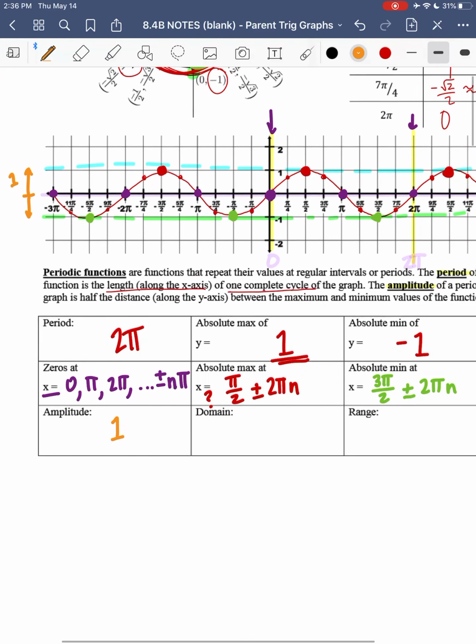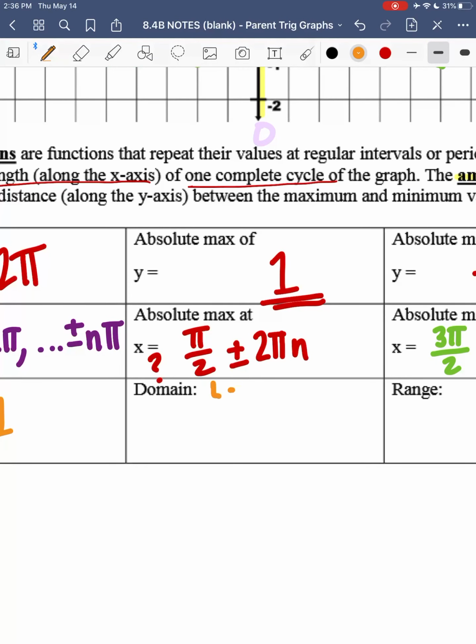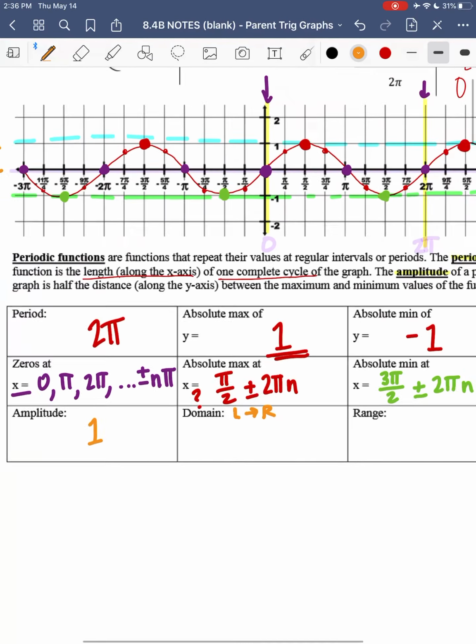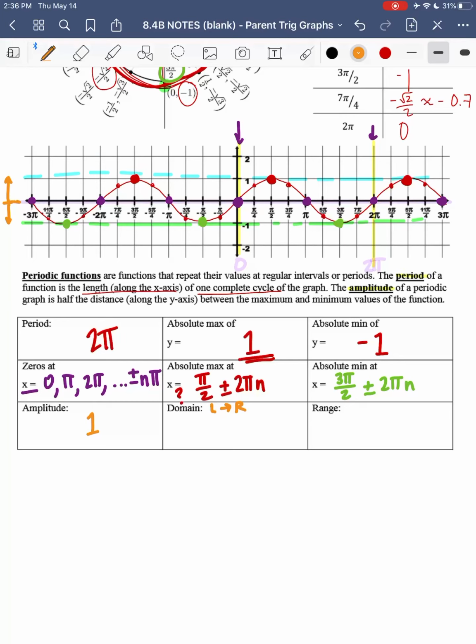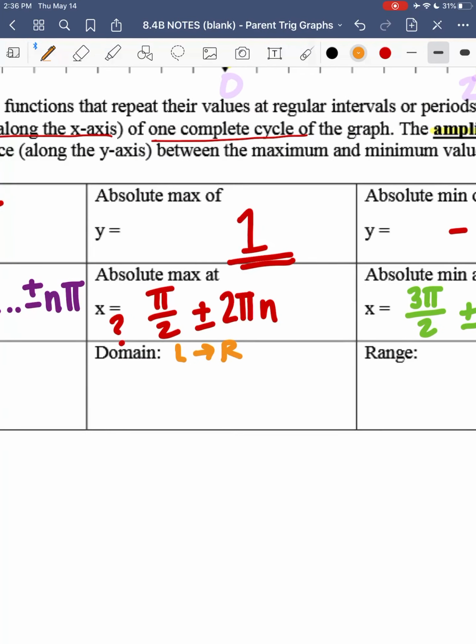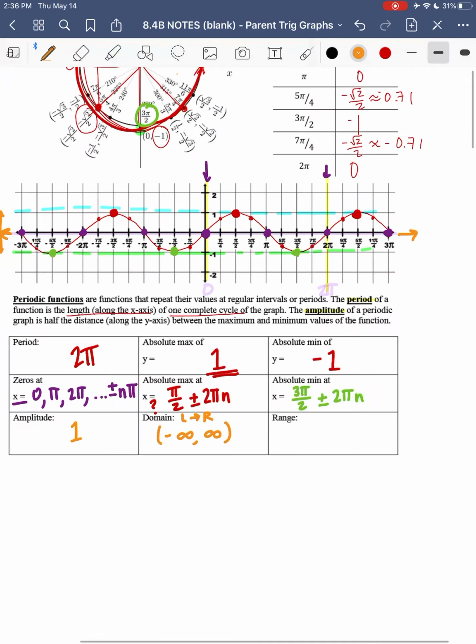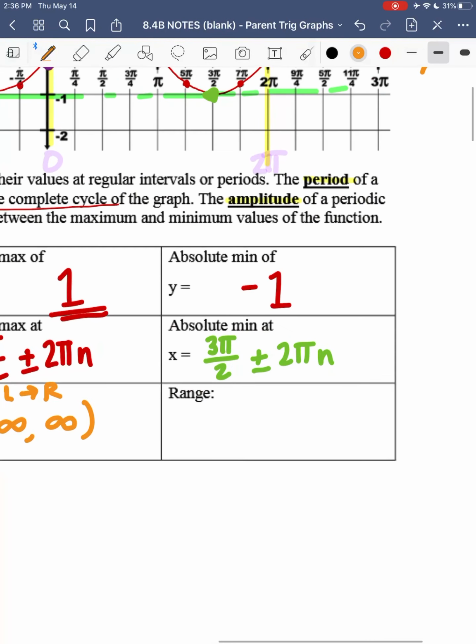Okay. Our domain. So remember, domain is left to right. This is going to keep going to the left and keep going to the right forever. So our domain is negative infinity to infinity. We're allowed to put in any angle we want in there. Our range, however, remember range is bottom to top.